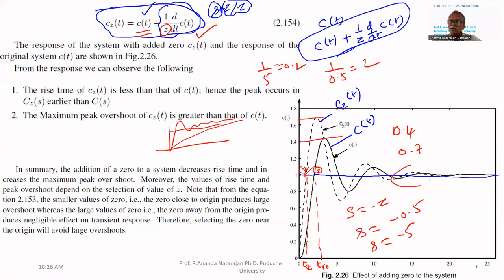Notice that the overshoot occurs earlier, so it quickly settles. Even though overshoot is large, it quickly settles. So we can modify the characteristics of the system by adding an additional system. By adding a 0, we can make the system smarter than the original. That is called addition of a 0 to the system. We can adjust the overshoot by selecting an appropriate value for Z. That's all.